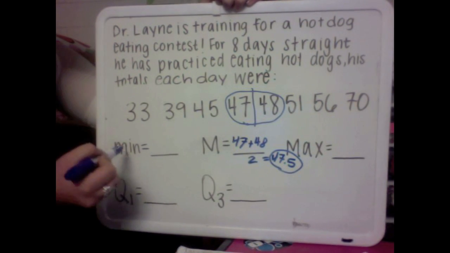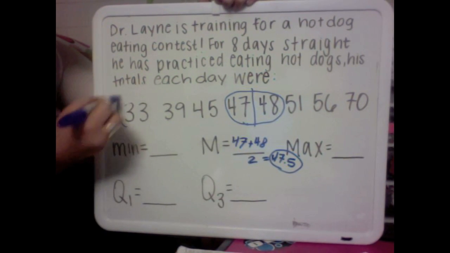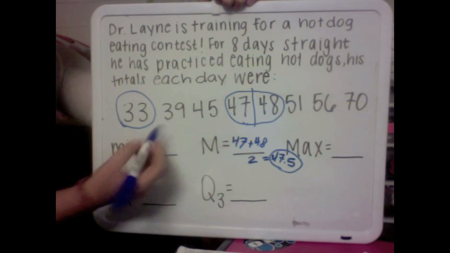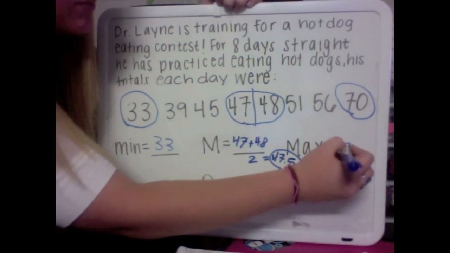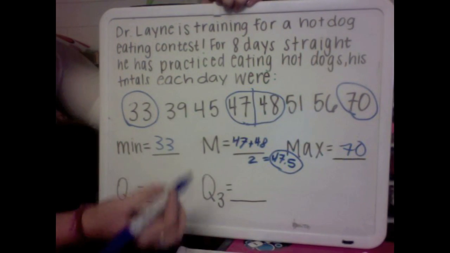Next, you're going to find the minimum and the maximum. So the minimum is 33, since that's the smallest number, and 70 is the maximum, since that's the biggest number.